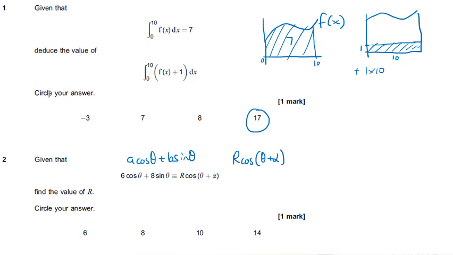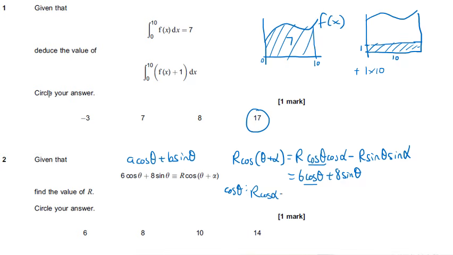So if we use the double angle formula, then we've got r multiplied by cos theta cos alpha, and then minus r times sin theta sin alpha. And that's equal to 6 cos theta plus 8 sin theta. So if we compare terms on both sides that involve cos theta, then we've got r cos alpha equals 6, and doing the same for sin theta, we get minus r sin alpha is equal to 8.